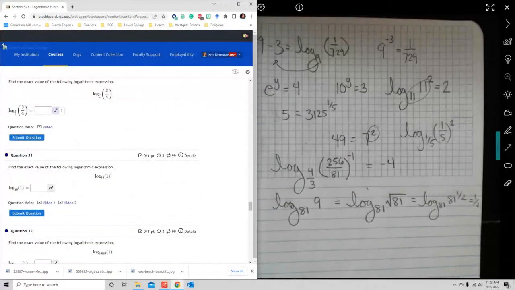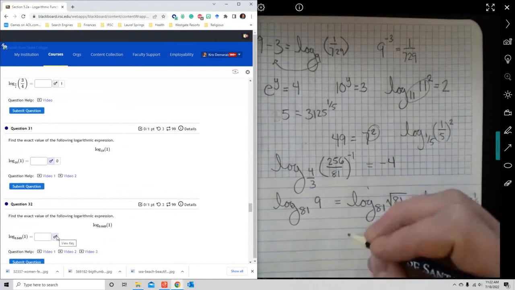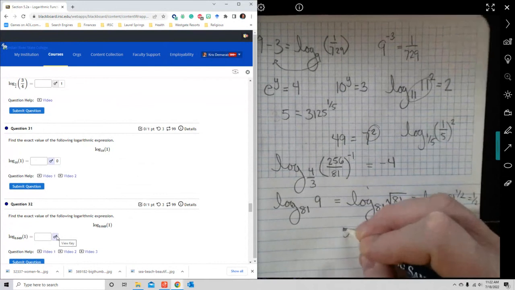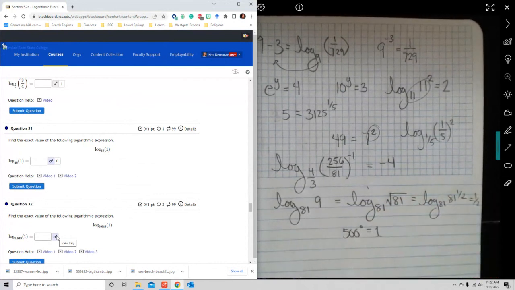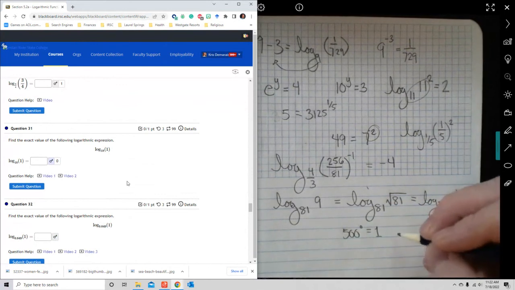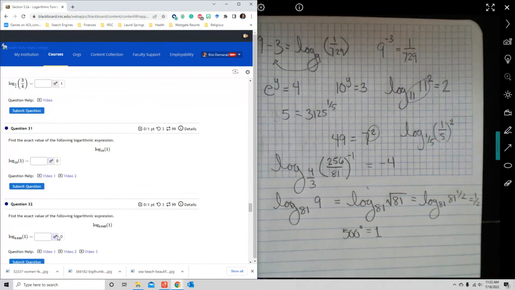Whenever you're taking the log base of anything of 1, it always equals this number, 0. It doesn't matter what the base is. If it's 1, it's going to be 0. Because what is anything raised to the 0 power? 500 raised to the 0 power equals 1. That's what they're driving home here. If whatever you're taking the log base of equals 1, the answer is always going to be 0.